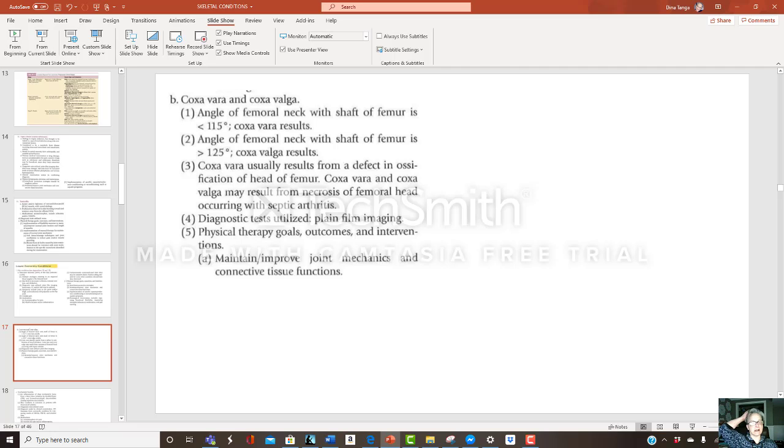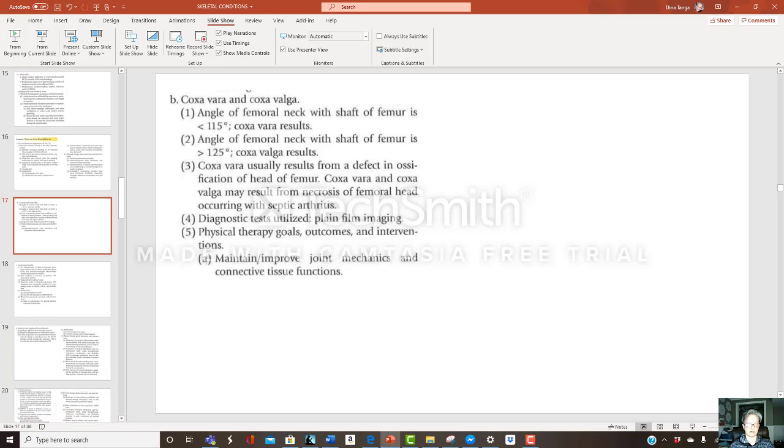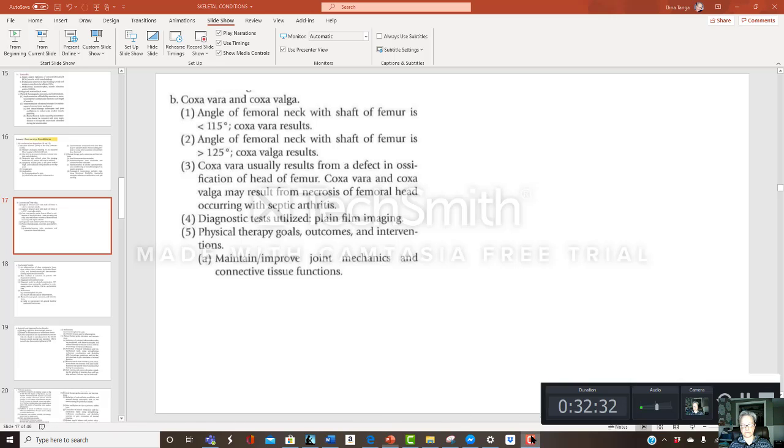Diagnostic tests utilize plain film imaging. Physical therapy goals include maintaining and improving joint mechanics and connective tissue functions. Probably that's the only one on there. Alright, let me see if I can find us a picture.